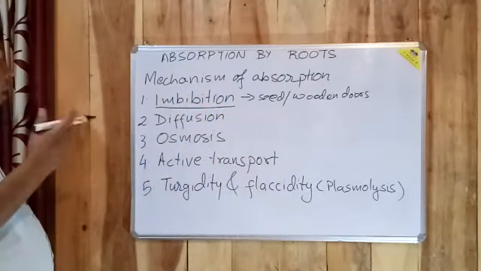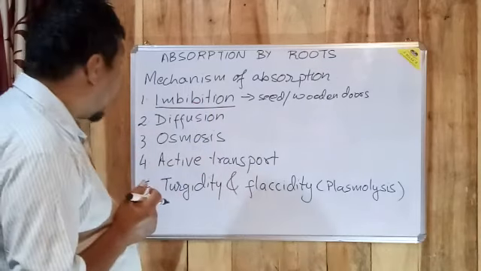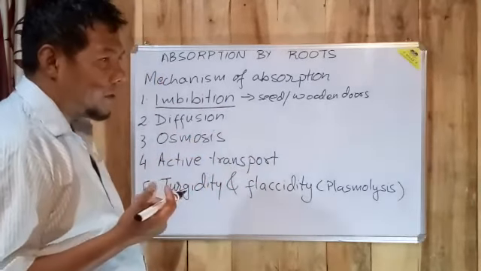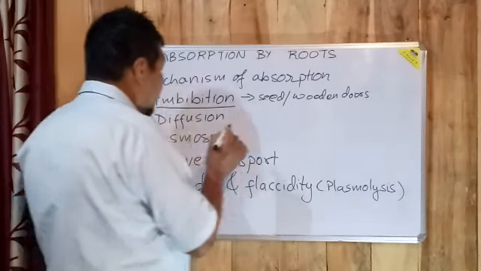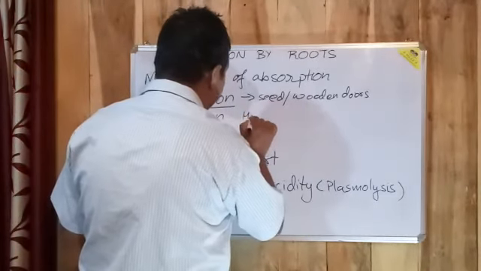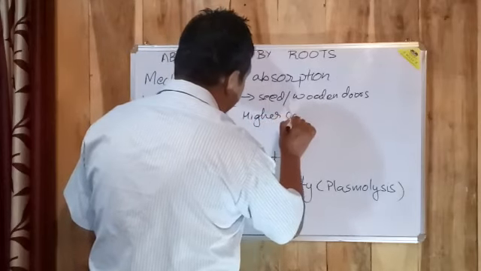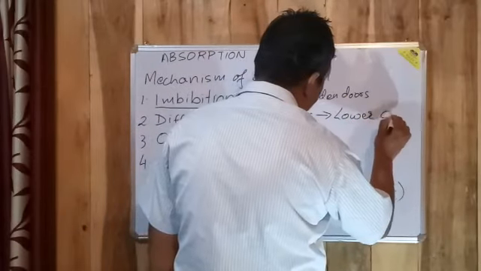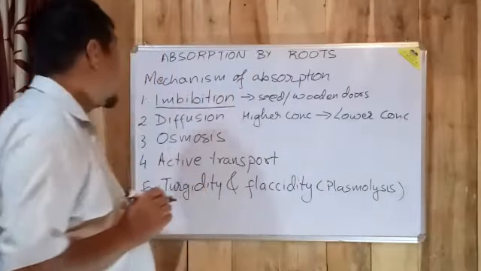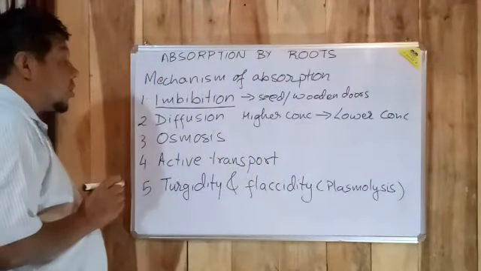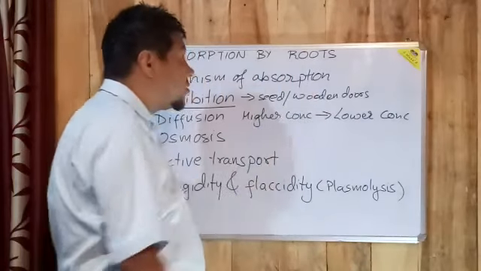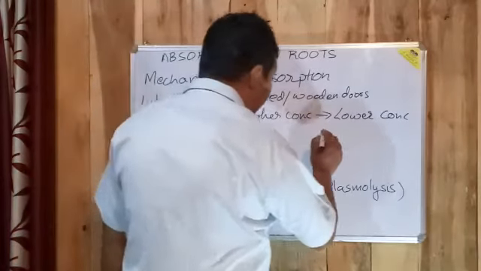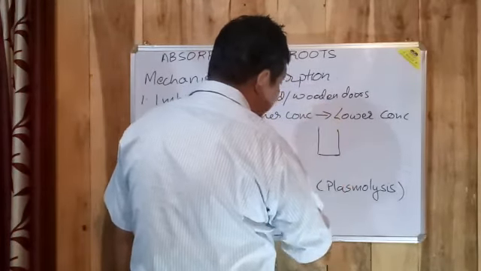Now we will try to understand what is diffusion. When molecules, which can be gas, liquid, or sometimes solid, move from a region of higher concentration to a region of lower concentration, it is known as diffusion. Diffusion means movement of molecules from a region of higher concentration to a region of lower concentration. I can give you an example.